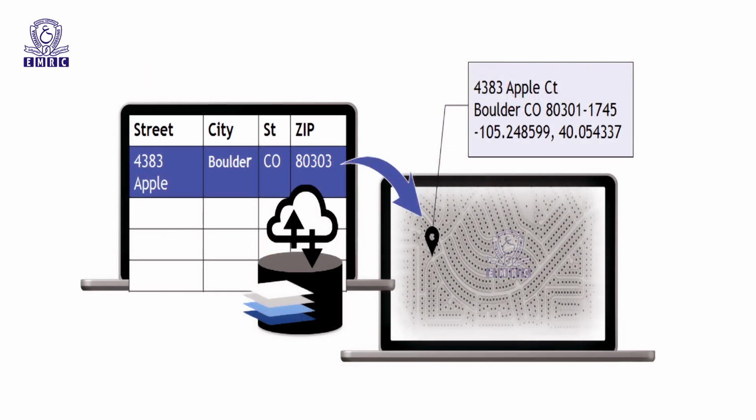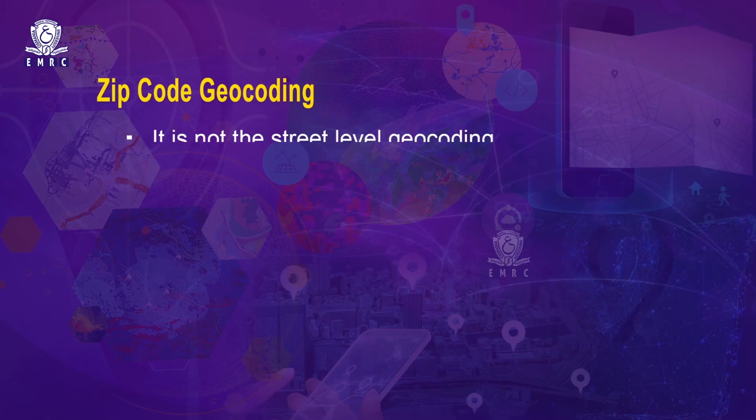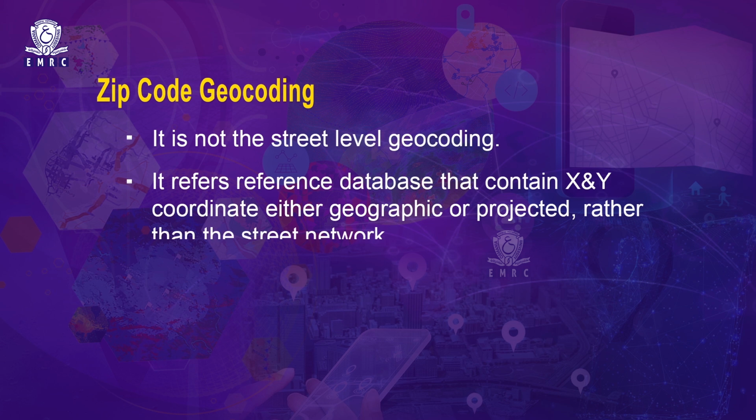Zip code geocoding matches a zip code to the zip code centroid location. It differs from address matching or intersection matching in 2 ways. First, it is not street level geocoding. Second, it refers to a reference database that contains x and y coordinates, either geographic or projected, rather than a street network.